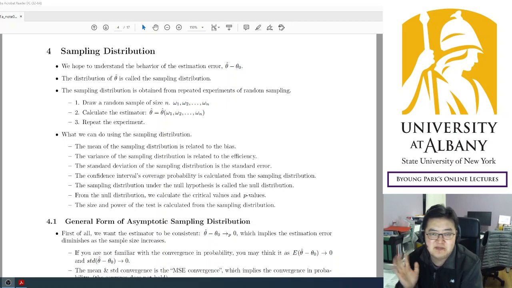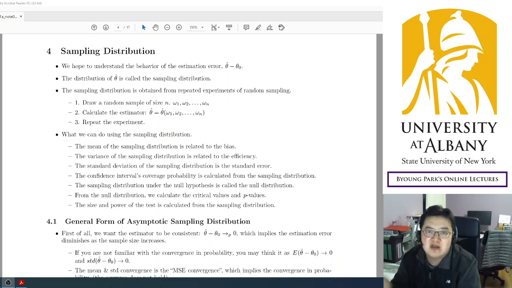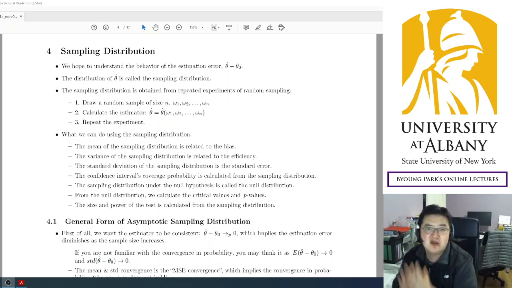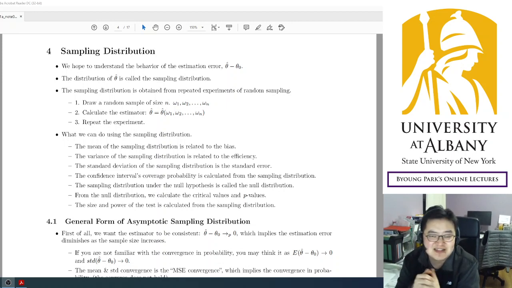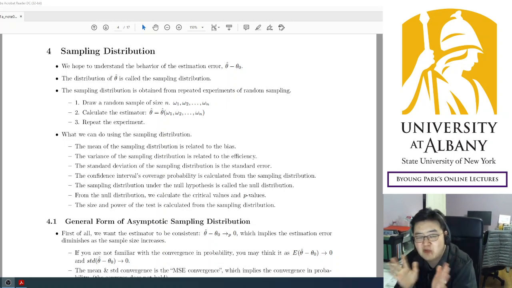So that's impossible. Then let's acknowledge that we need to live with errors. Then what we can do is at least study the distribution of the error. Fortunately, the distribution of error is well known. If you understand statistics, you can calculate how the errors will be distributed. So that's what we are going to do here.